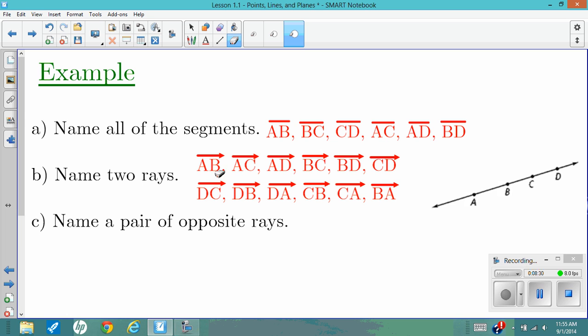And notice again, when I'm labeling a ray, ray AB, it doesn't matter which direction it goes on my paper. When I label it, I put the ray going to the right. And then I asked you to name a pair of opposite rays, two rays that make a straight line. I chose ray BA and ray BC. And you could have chosen any two other rays that share the same endpoint. So notice they both start with B, because I start with the endpoint. And they go in opposite directions, and they're opposite rays.